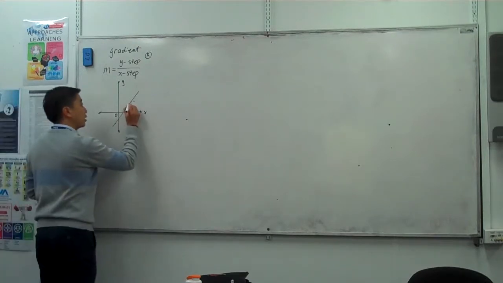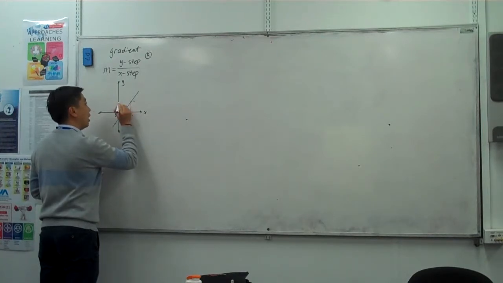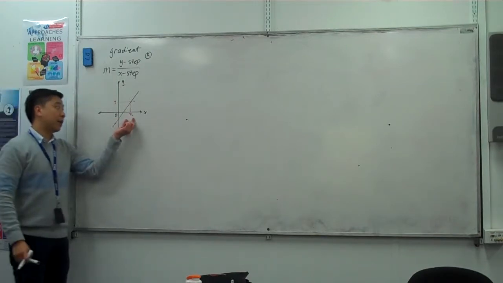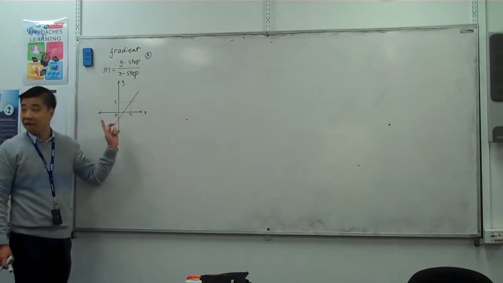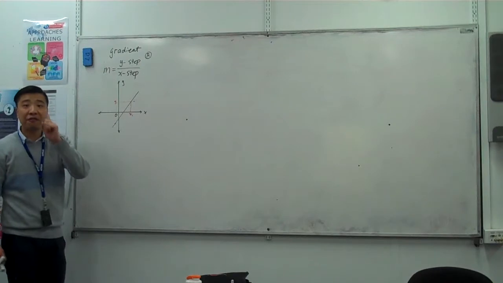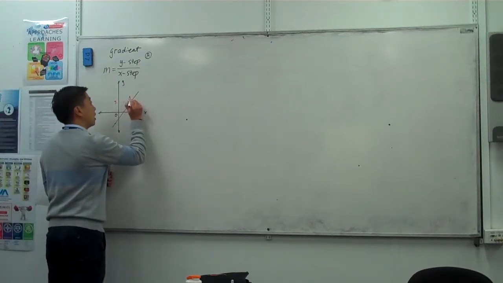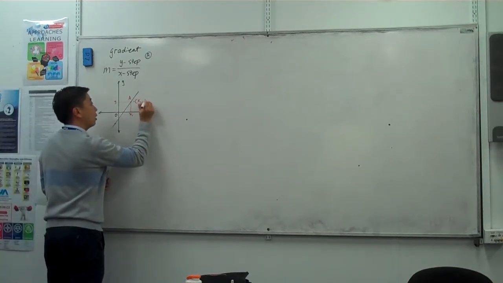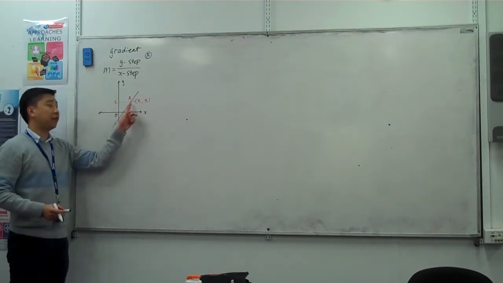Now for this point, I can say this is x1 and this is y1. Last time I said x1 can be any number. It's just the first x value. y1 means the first y value. So the coordinate of this point, point A, is x1, y1.